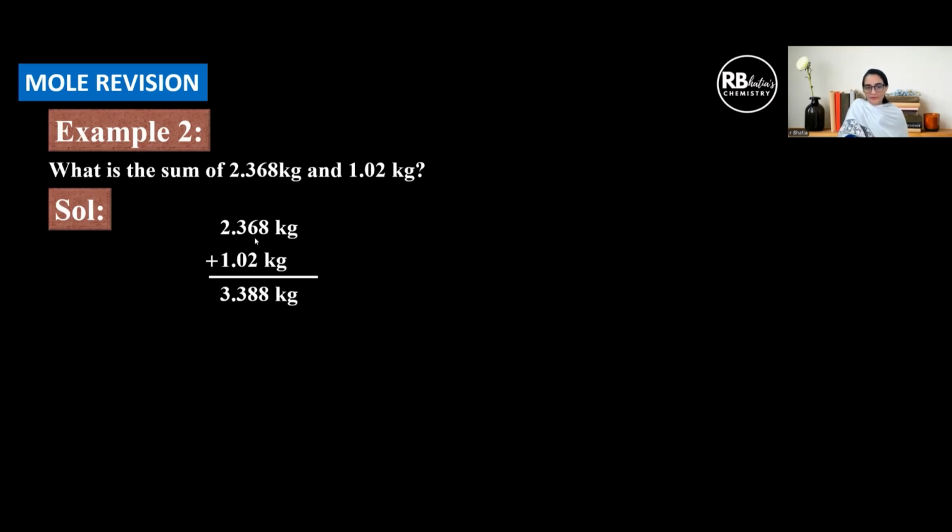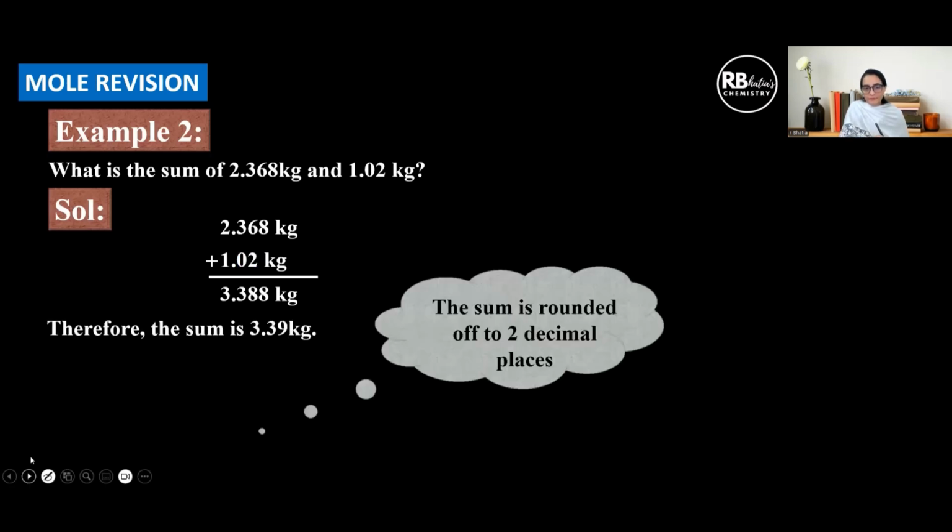And what are the least number of decimal places in this? 2 decimal places. Remember, we are not going to count significant figures while taking sum, only the least number of decimal places. So the answer here is going to be 3.39. Why 3.39? Because this 8 will be dropped. The previous will be increased by 1, 3.39.